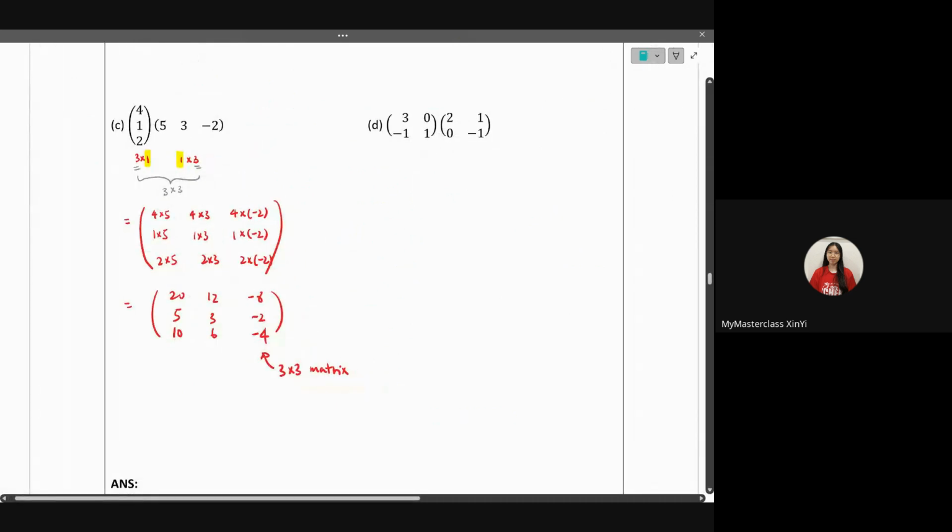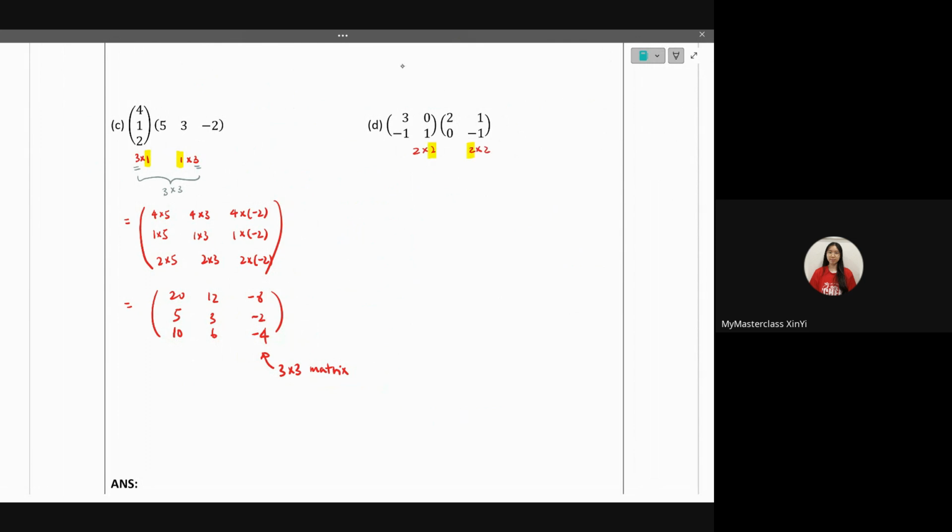Now this last one. 2 by 2, 2 by 2. Ultimately you should get a 2 by 2 matrix. So for this one again, do this and this first. You have 3 times 2 plus 0 times 0. Then do the next one over here, 3 times 1 plus 0 times -1. Then for the second row, first column, -1 times 2 plus 1 times 0.